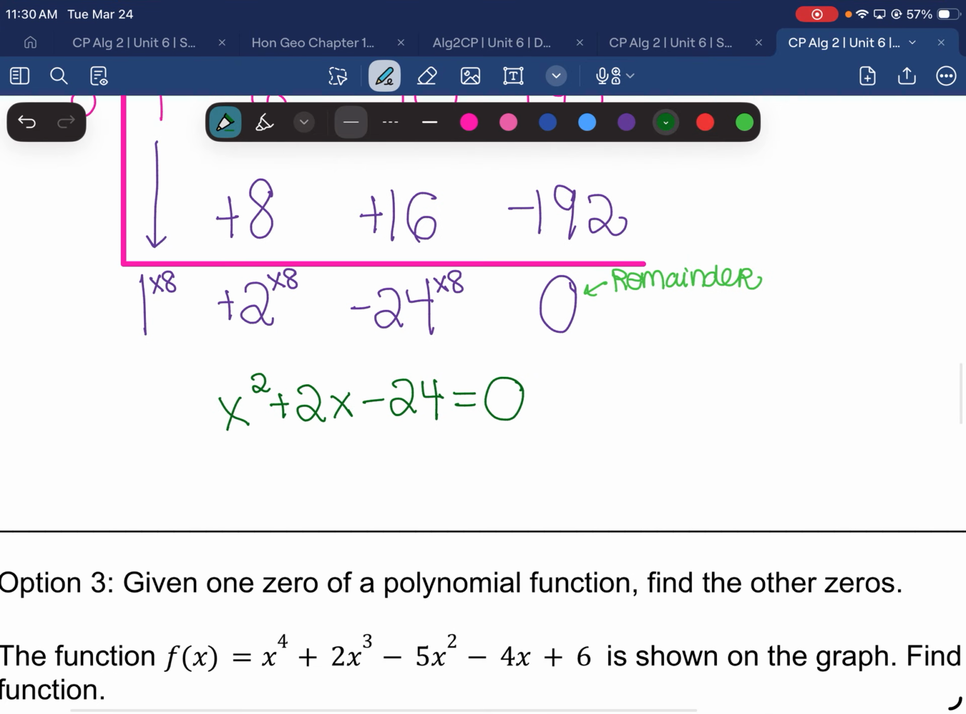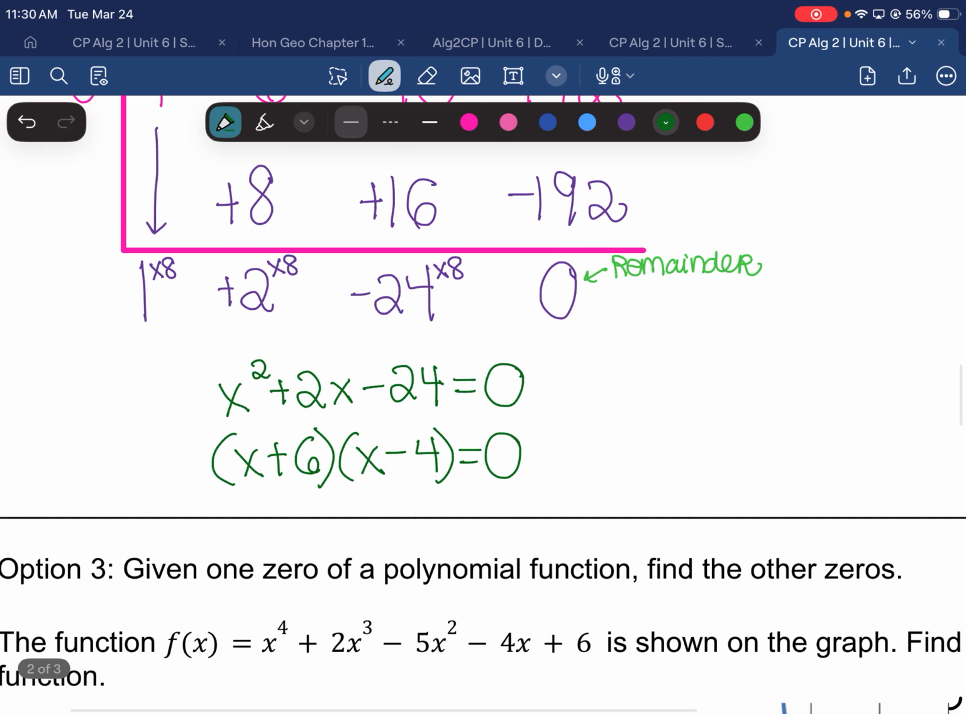Can you factor that? No. Yes, you can. What are your factors of negative 24 that add to get you 2? Negative 4. Yeah. I thought you meant a greatest common factor. No, there's no greatest common factor.